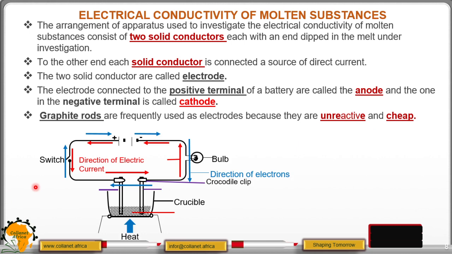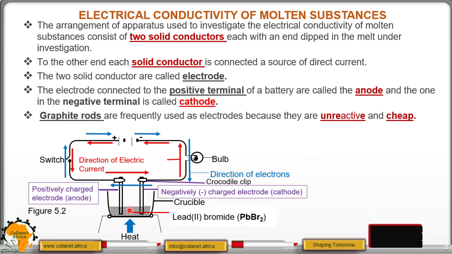So here we now have the apparatus or the setup. We have the two electrodes. These are made of graphite, and these are the ones that are dipped into the substance that you want to investigate. In this case, we have lead 2 bromide, and since we need it in the molten state, we need to have the source of heat. If you don't have this, then it will not be molten. So we need lead bromide in molten form.